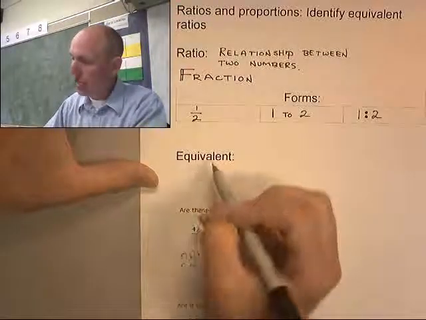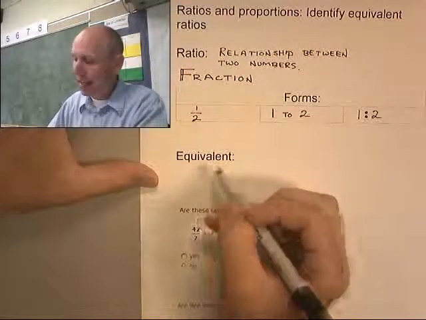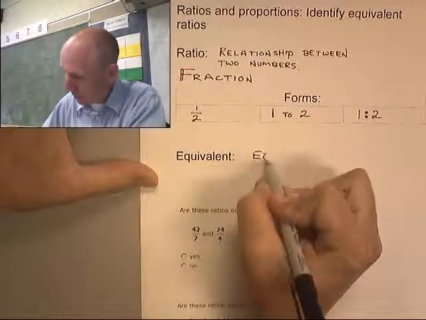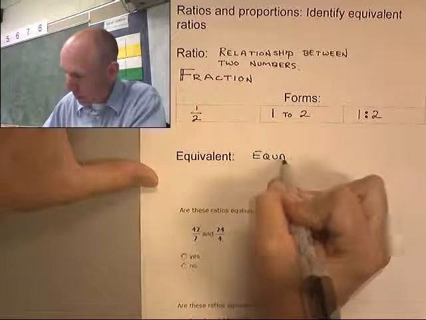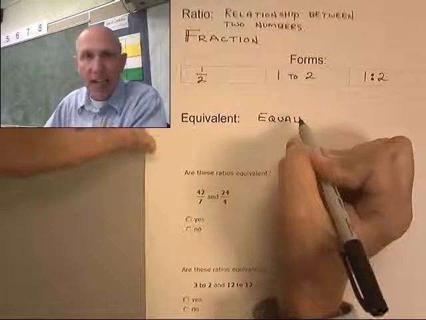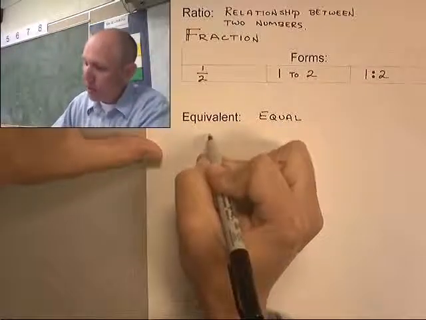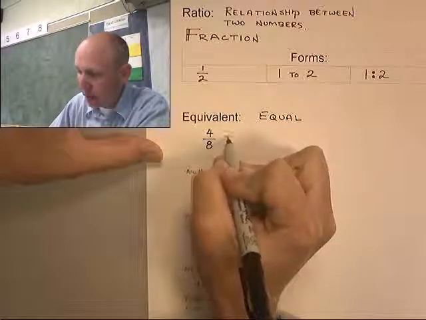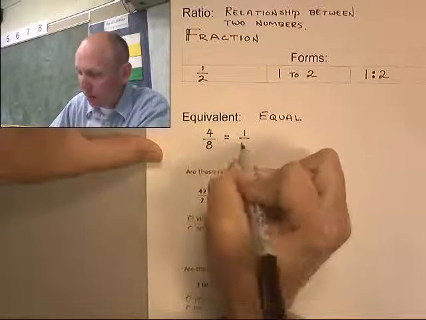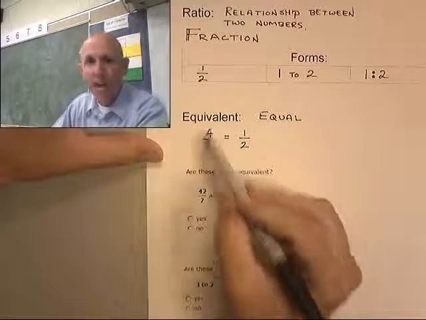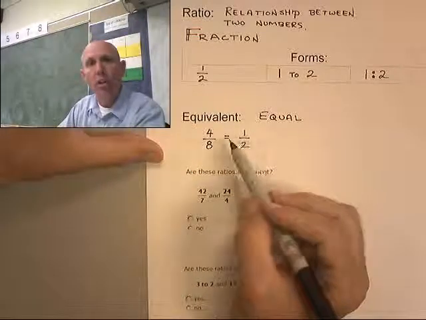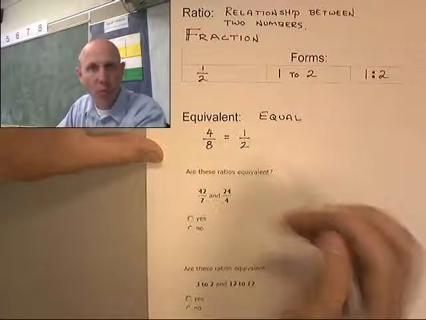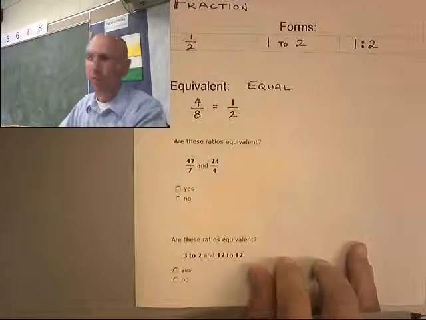And the word equivalent, right? We're dealing with identify equivalent ratios. The word equivalent is a fancy word for equals. And the idea here is very simple. You know that 4/8 is equal to 1/2. These are ratios that are equivalent. They're fractions that are equal, equivalent ratios. So let's do some problems with this.